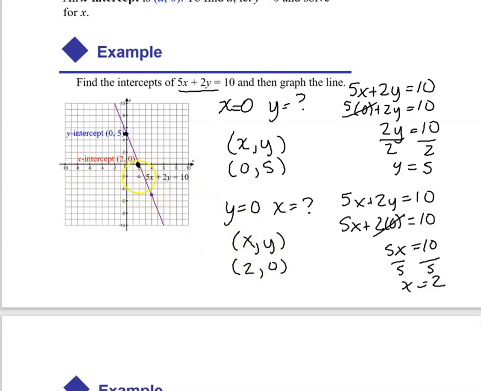They've gone ahead and plotted another point. We could get another point by saying, well, to get from here to here, we would go down 5 over 2. So down 5 over 2 to get to the next point. And then they've drawn their line.